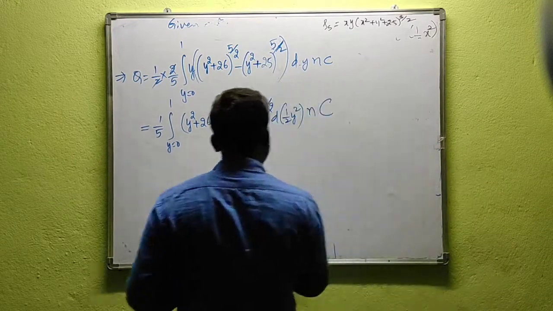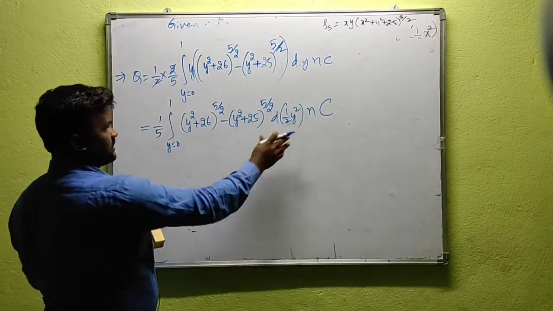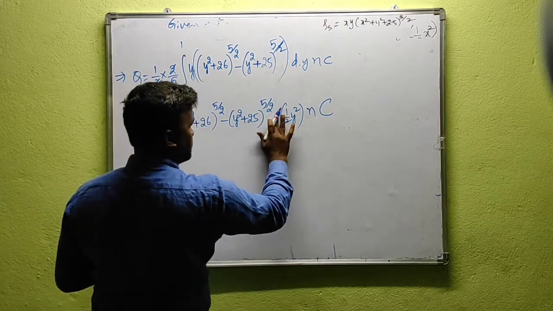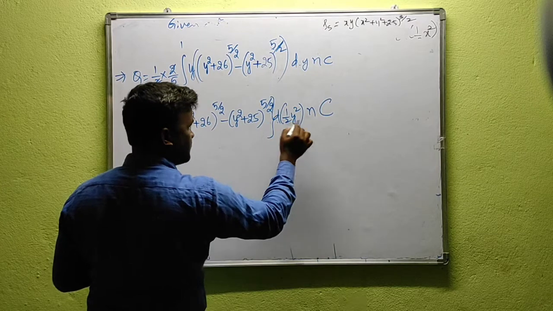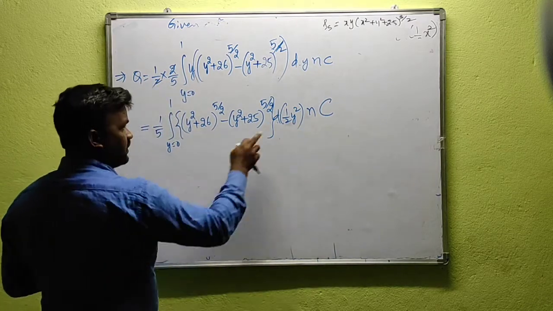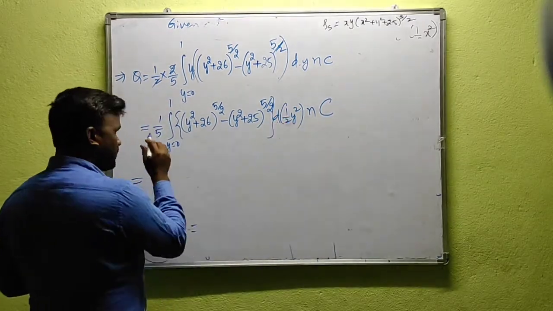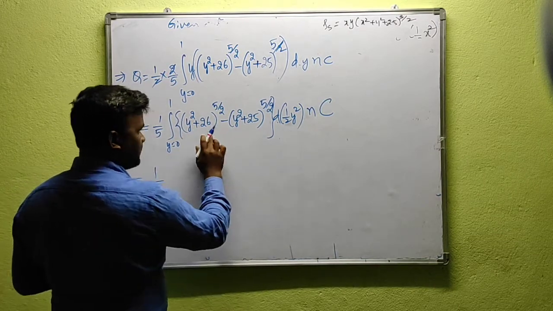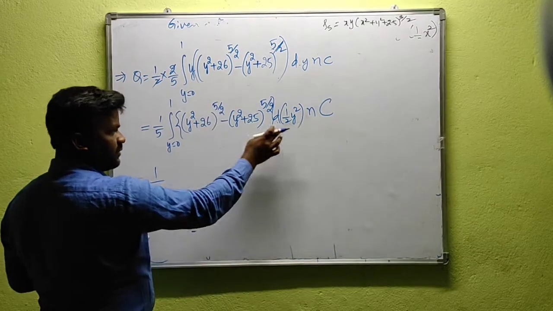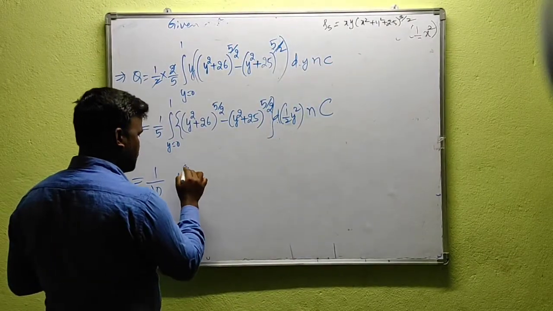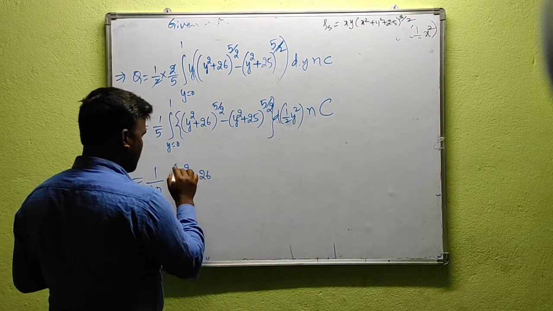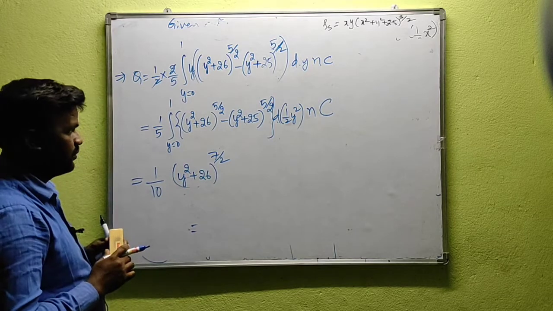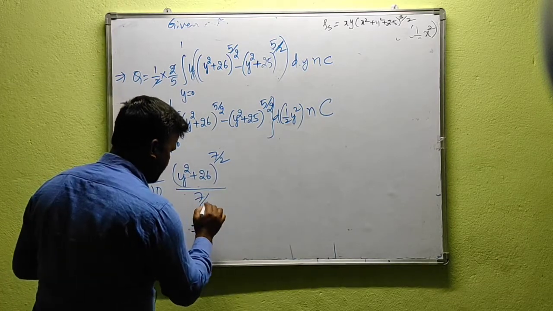Here perform the integration with respect to y square, this one is common, this is the differentiation of 1 by 2 y square. Now let us perform, so send this 1 by 2 here, that is constant, 1 by 5 plus 1 by 2, that is 1 by 10, and integration of (y square plus 26) whole power 5 by 2 with respect to y square gives (y square plus 26) whole power 7 by 2 divided by 7 by 2.